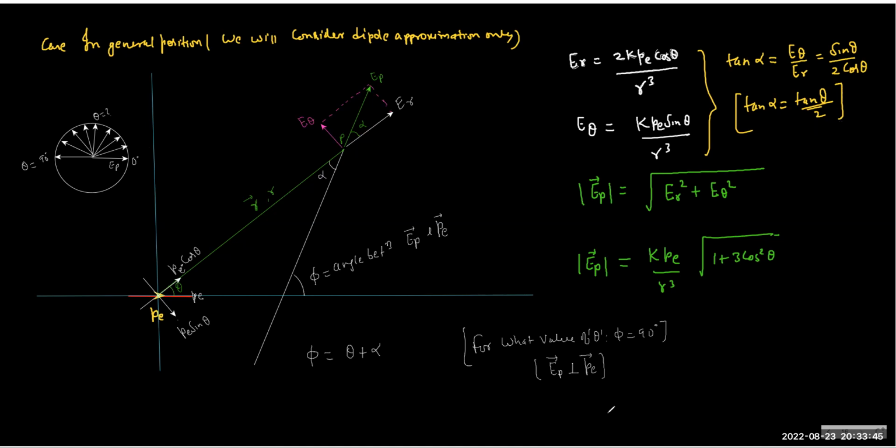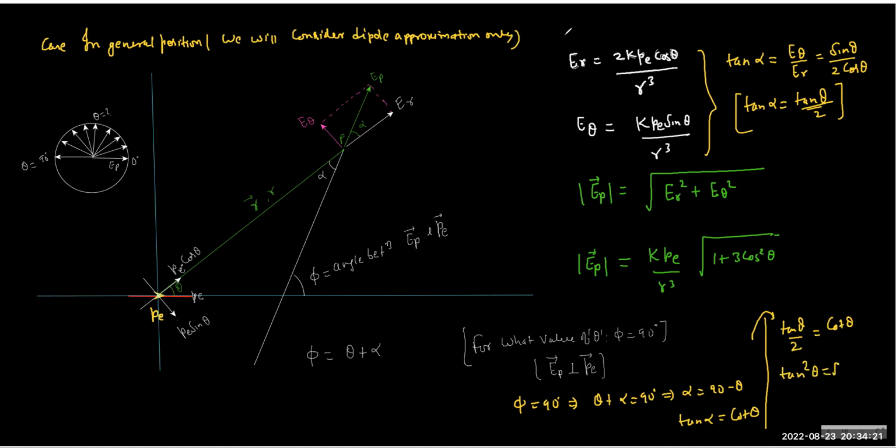So what I'm asking? If phi is 90 degrees, it implies theta plus alpha is also 90. Implies alpha is 90 minus theta. So we can take tan on both sides. So tan alpha is how much? Cot theta. You can see that the answer is how much? Tan inverse plus minus root 2, which means it can be in any quadrant.